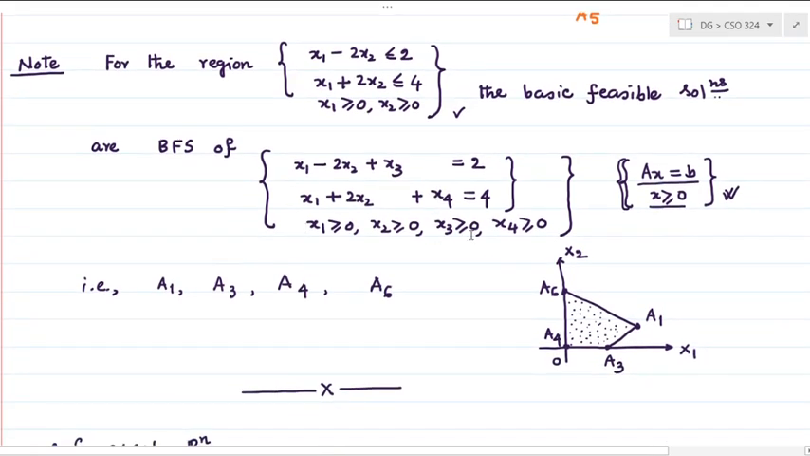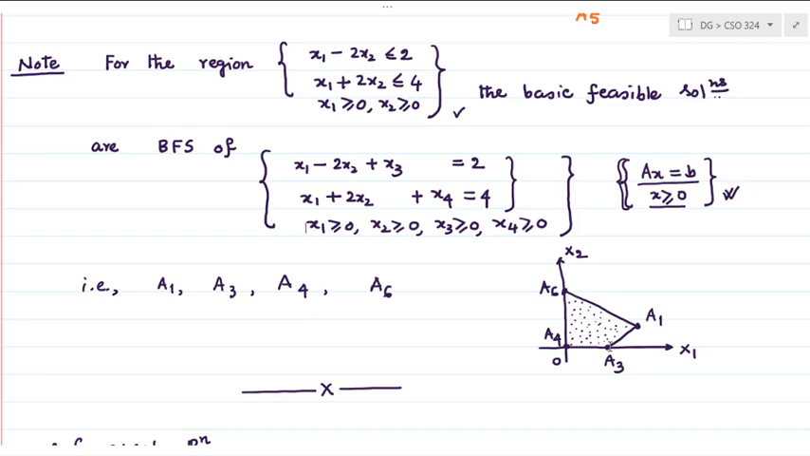We have found that the basic feasible solutions of this set are precisely the vertices, and corresponding to every vertex we will prove now mathematically that there is a basic feasible solution. So this correspondence of a basic feasible solution and the vertices of a linear inequality region will be proven in general in the n-dimensional Euclidean space.